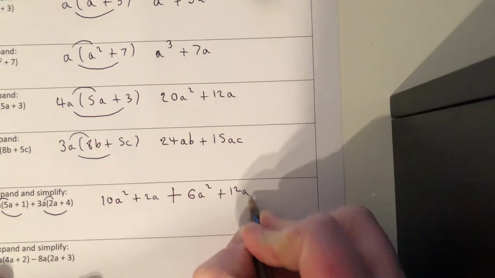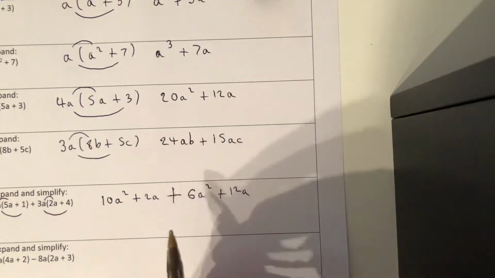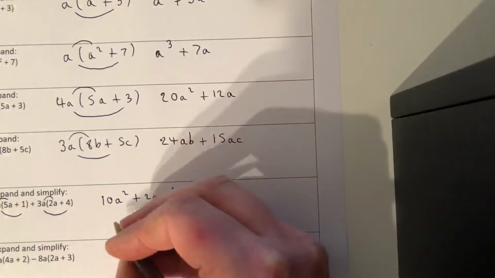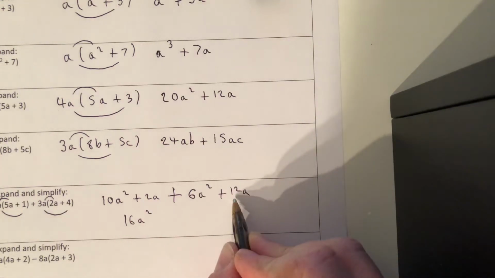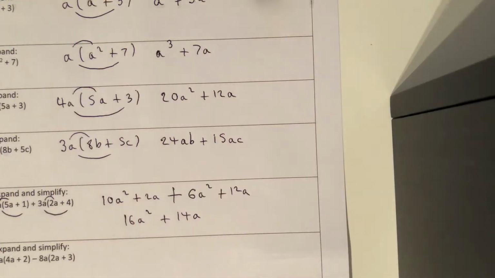And so we end up with this, which is all correct, but for your last mark, of course, you just need to gather like terms. So how many a squareds have we got? 10a squared, 6a squared. So that gives me 16a squared. And then 2a add 12a, we've got 14a altogether, and that would be the expanded equivalent expression.